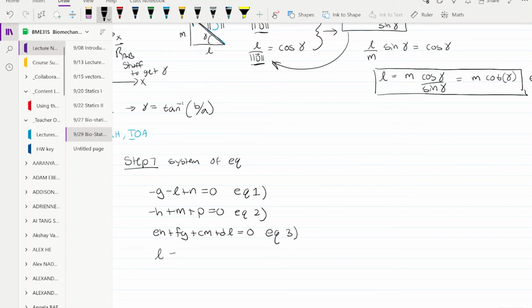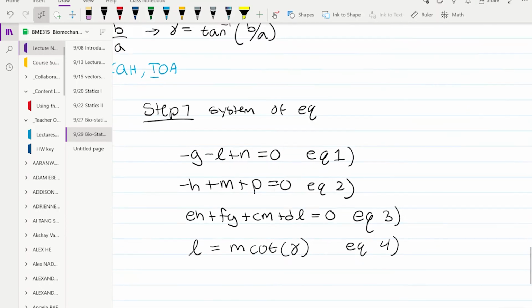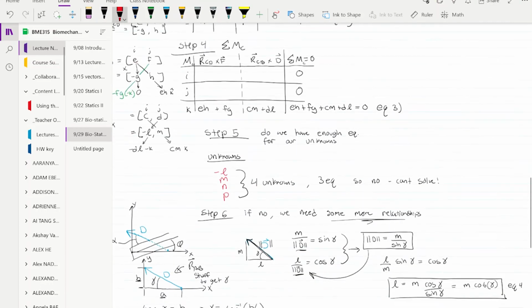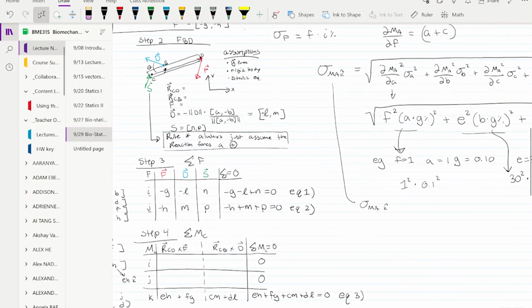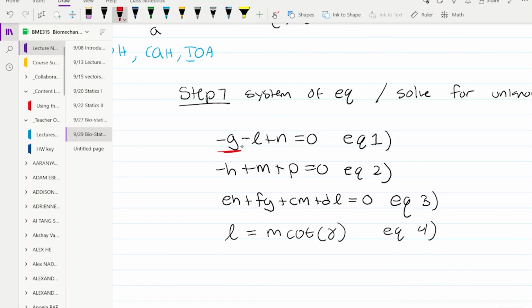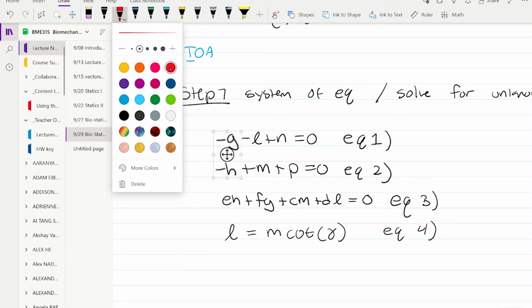L equals M cotan gamma. Okay, so once we get to the system of equations, we want to look at what is known here. What can we use to solve for all this stuff? So G and H are knowns. Let's color these things. G and H are knowns.